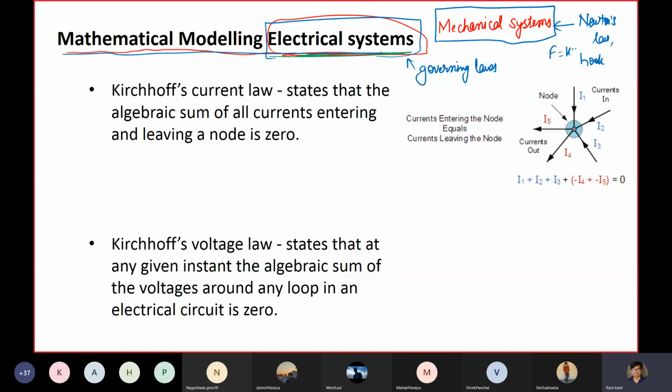But here in electrical systems, you have electrical circuits. You have capacitors, you may have resistances, inductance, you have cells, batteries, power sources. Those electrical systems are governed by something called Kirchhoff's laws. There are two sets of Kirchhoff's laws. One is the current law, and another is the voltage law. Kirchhoff's current law states that the algebraic sum of all currents entering and leaving a node is 0.